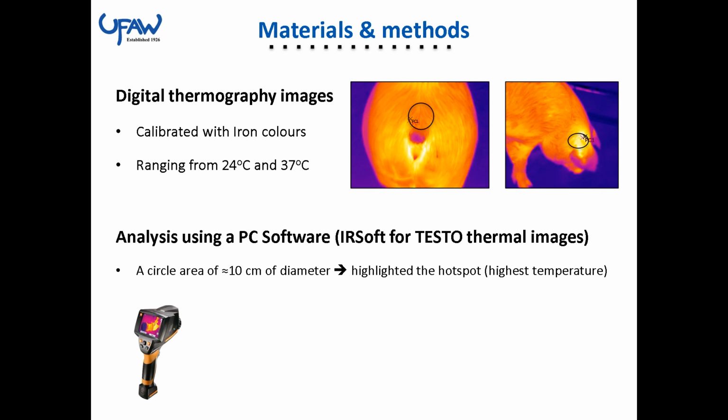For each image, a circle area of approximately 10 centimeters of diameter was selected to highlight the hot spot, which is the highest temperature in the selected area, as we can see on the pictures above. The hotspot of the selected area for each image was automatically displayed, yielding 2 values for each study pig.